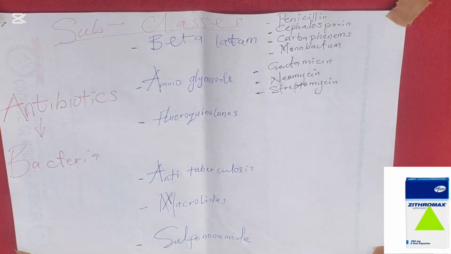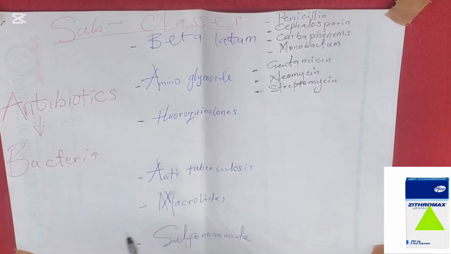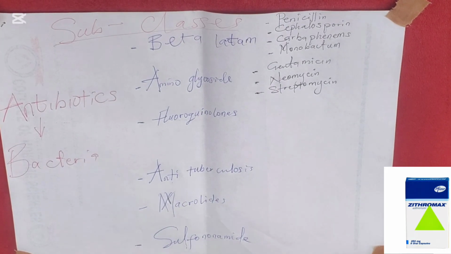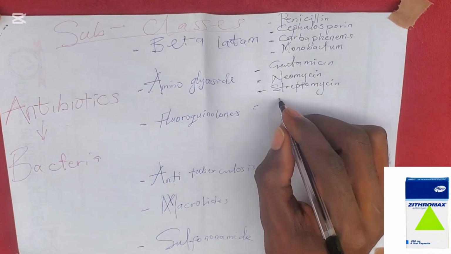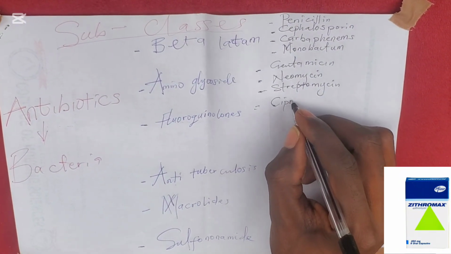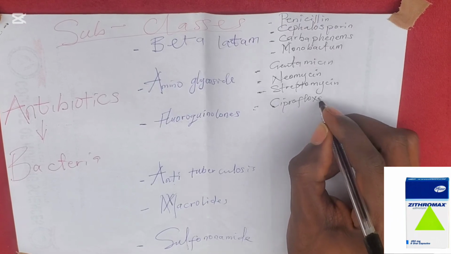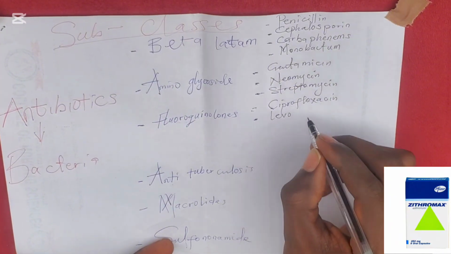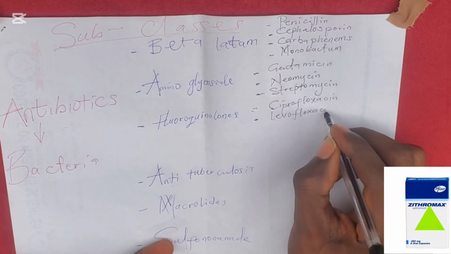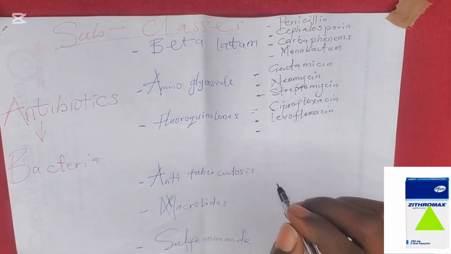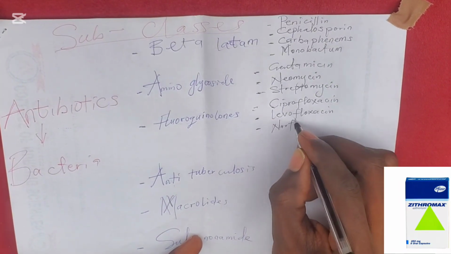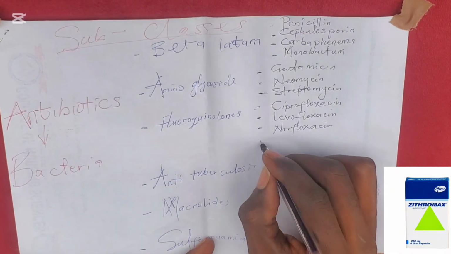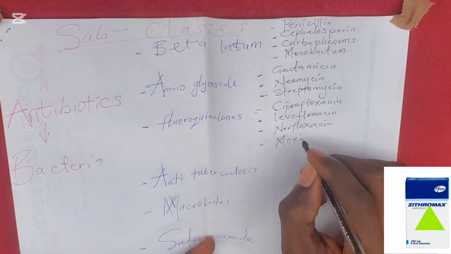Now let's forge ahead. We have the fluoroquinolones. Now, in the fluoroquinolones is where you see this ciprofloxacin, you see levofloxacin. So we're going to have ciprofloxacin. The second one there, you see something like levofloxacin. The third one there, you see something like norfloxacin. You're going to see another one, moxifloxacin. That is if you want to add this one too.